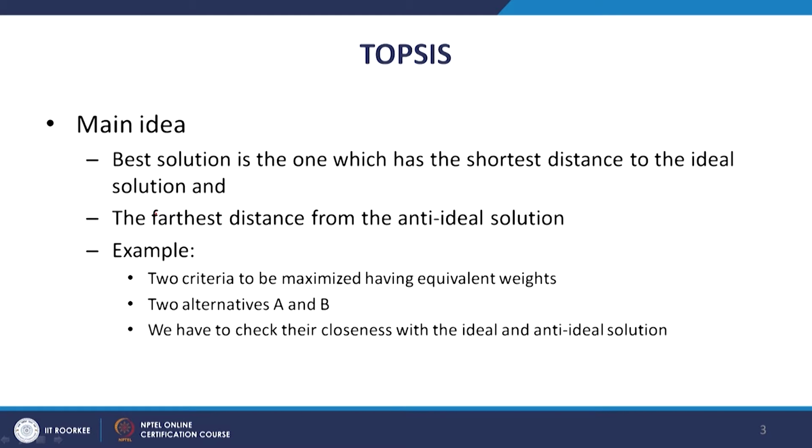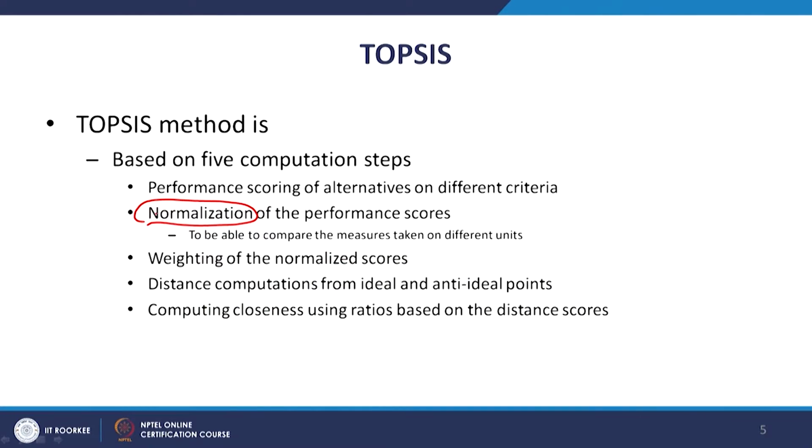The main idea is that the best solution is actually compared with the ideal and anti-ideal solution, and based on that idea we talked about 5 computation steps that are part of this method. One is performance scoring, then we do normalization, then weighting of those normalized scores, then distance computation from ideal and anti-ideal points, and then finally computing the closeness ratio. So, these are the 5 basic steps that we talked about. We also discussed each of these steps in more detail in the previous lecture.